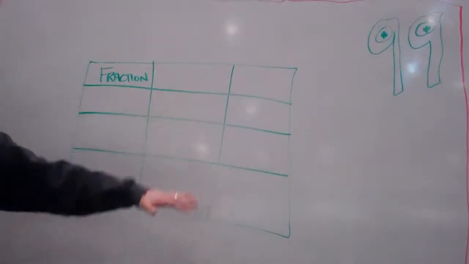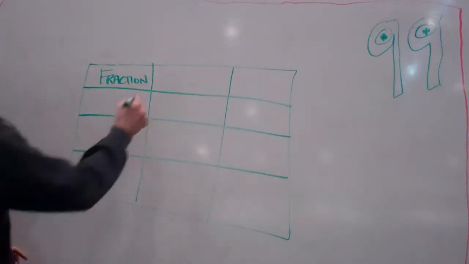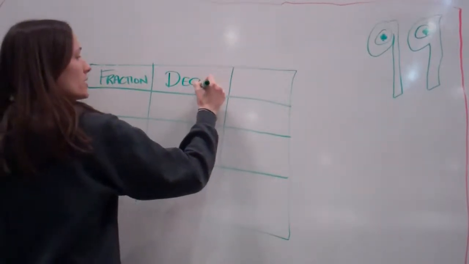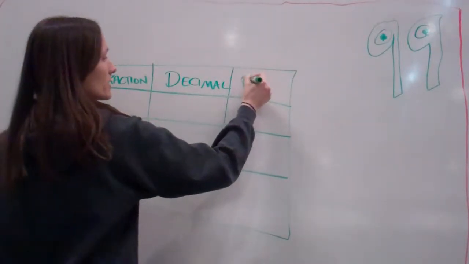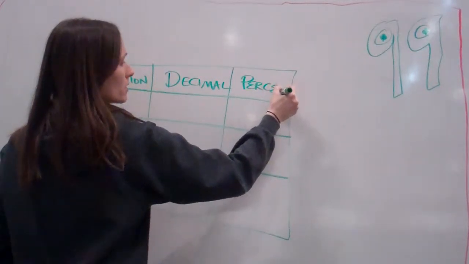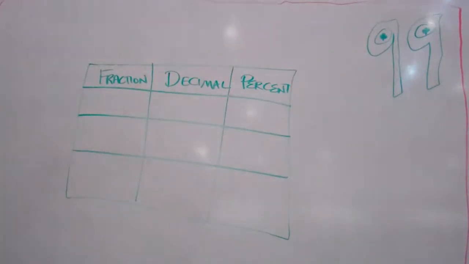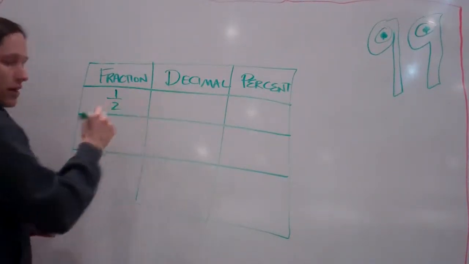I'm going to draw this chart, 3 columns, 4 rows, and write fraction, decimal, percent. Fraction, decimal, percent. Especially those of you that didn't do so well on the test. And I'm going to fill in 3 of them.